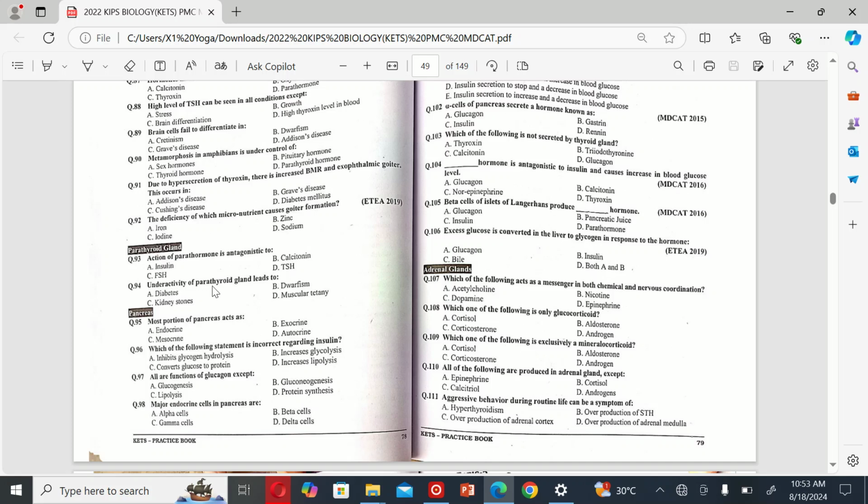The next MCQ is: underactivity of the parathyroid gland leads to A. Diabetes, B. Dwarfism, C. Kidney stone, and D. Muscular tetany. So the correct option is D.